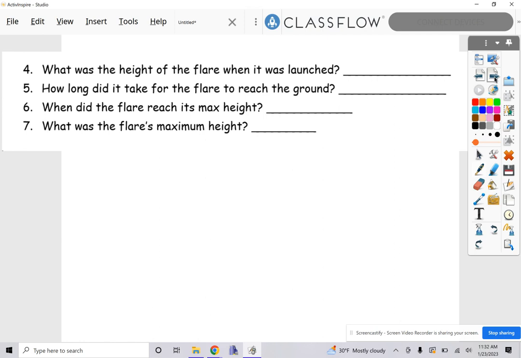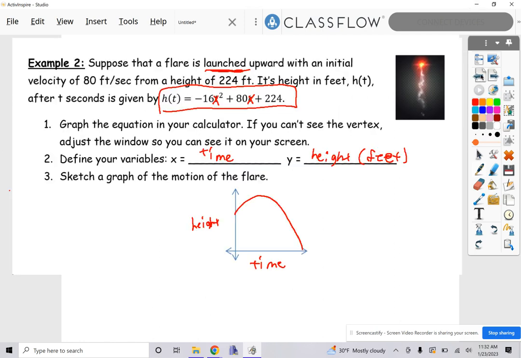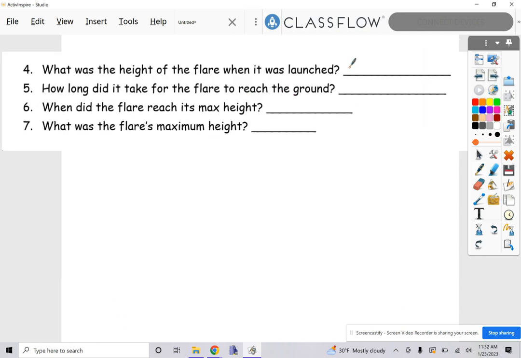Okay, so what height was the flare launched? Well, I remember I told you to circle that thing earlier, right, on the end. It's right here. Start. So it was launched from 224 feet.